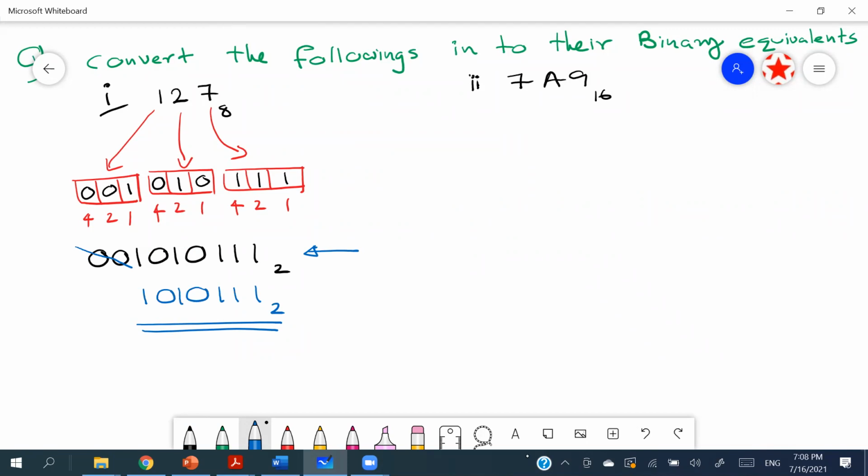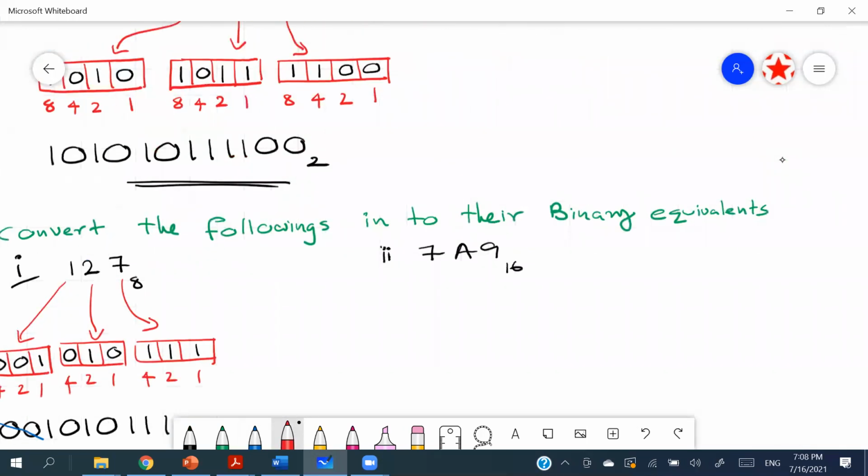But it can be simplified as I showed you in the latter part, right? So 7A9 goes the same way. Instead of 3 bits, here we are going to use 4 bits, right? So we got this.